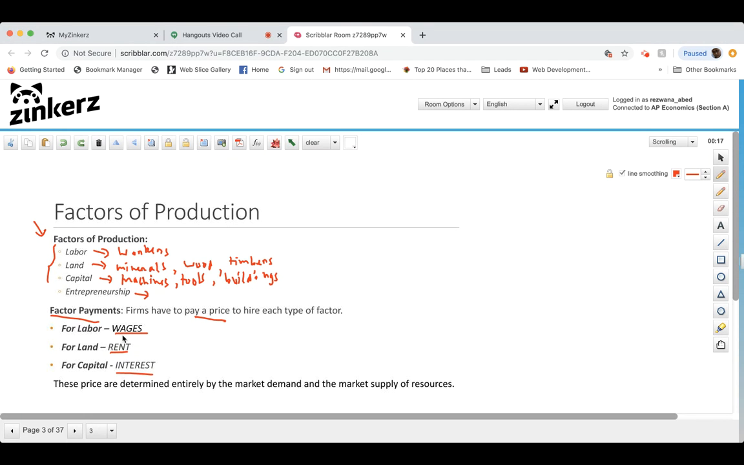Okay, and these factor payments are determined just the way we saw in the product market. The price of products is determined by the forces of supply and demand in the product market. It works the same way in the resource market or the factor market. These prices are determined entirely by the market demand and the market supply of resources. The interaction of market demand and market supply, the forces, determine what the price of these factors is going to be.